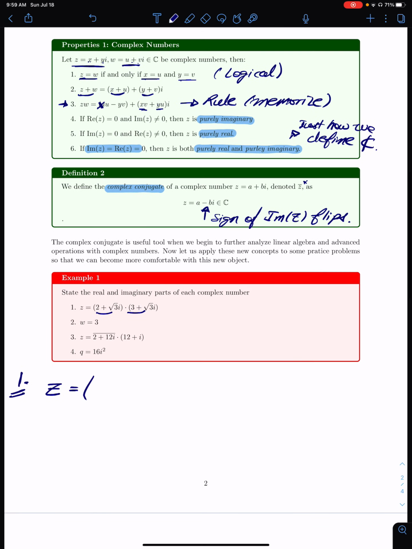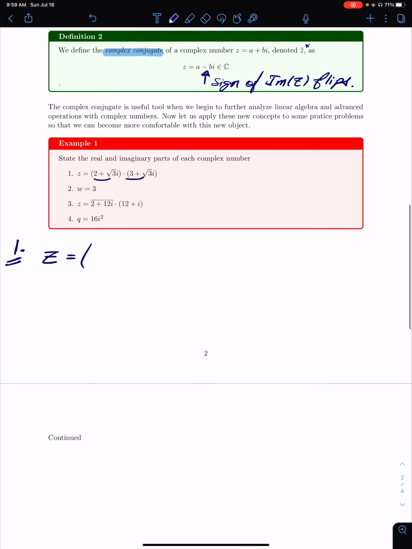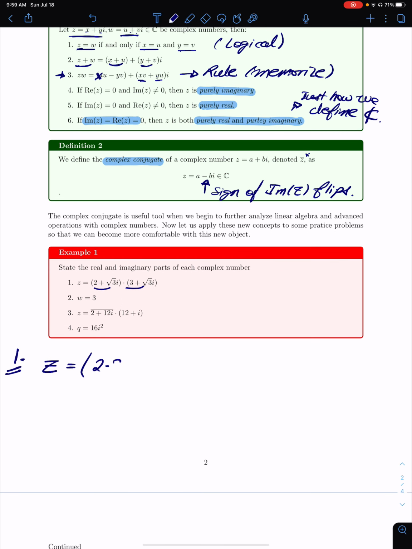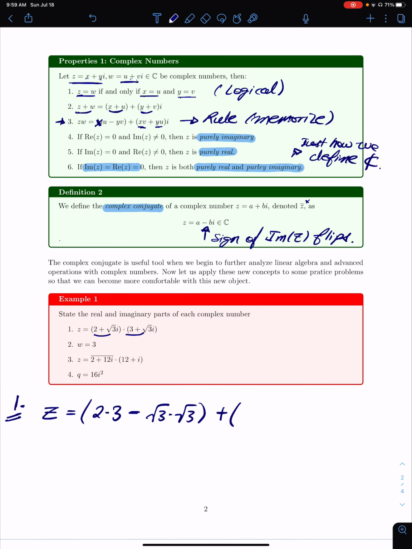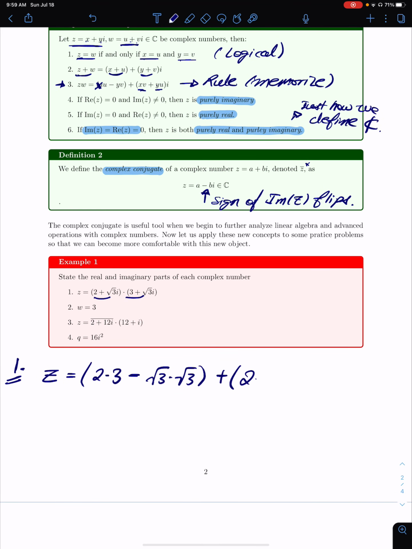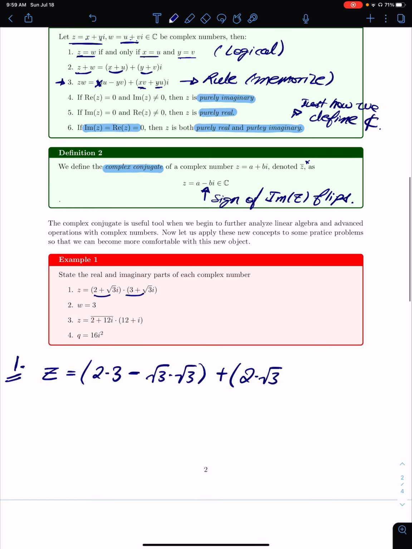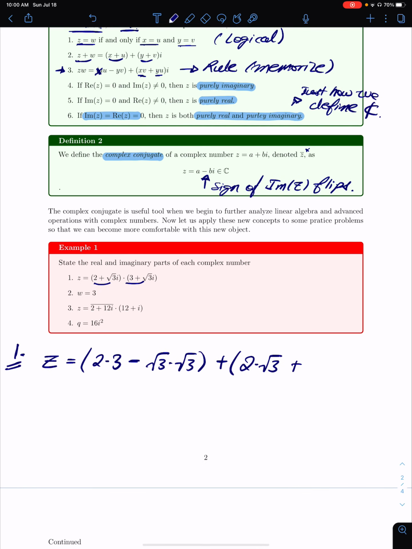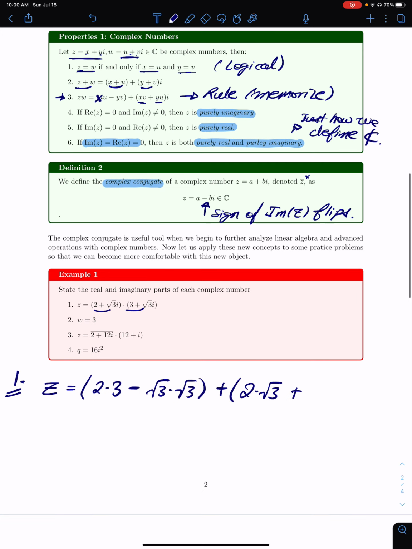the product of the real parts, so that's 2 times 3, minus the imaginary parts, so that's root 3 times root 3, and then we do this here, it's the xu, so it's the 2 times the root 3 plus the y, sorry, it was the xv plus the yu. So it's plus the yu.